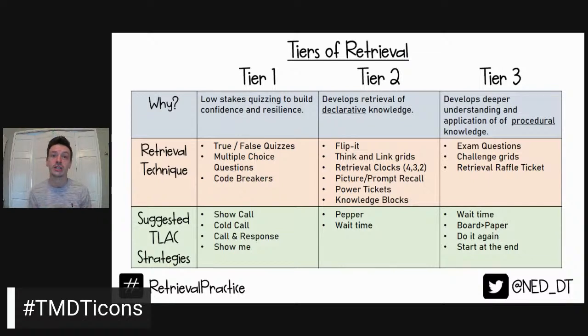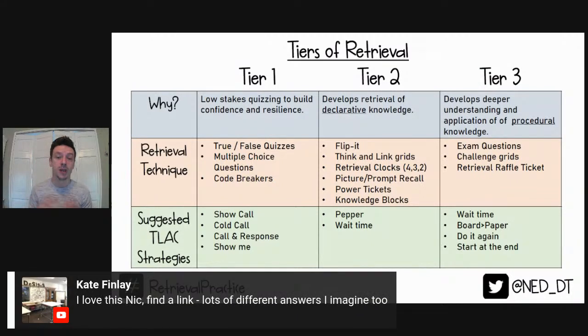And then for tier 3, it's the deeper understanding and knowledge, which is more the application procedural knowledge that you would be looking at for an exam style question. So we've got exam questions there, challenge grids, where you maybe get an Excel sheet with 12 boxes on, and you put 12 different exam questions on and expect them over a period of time to answer all those questions.